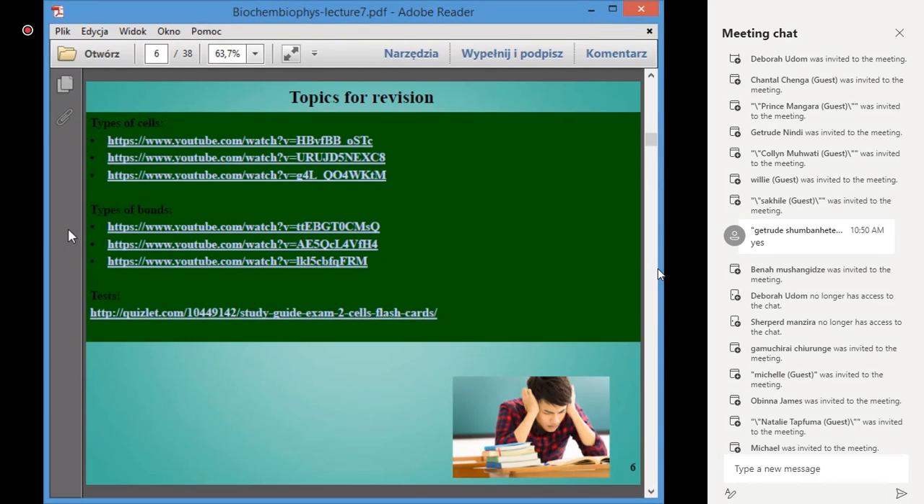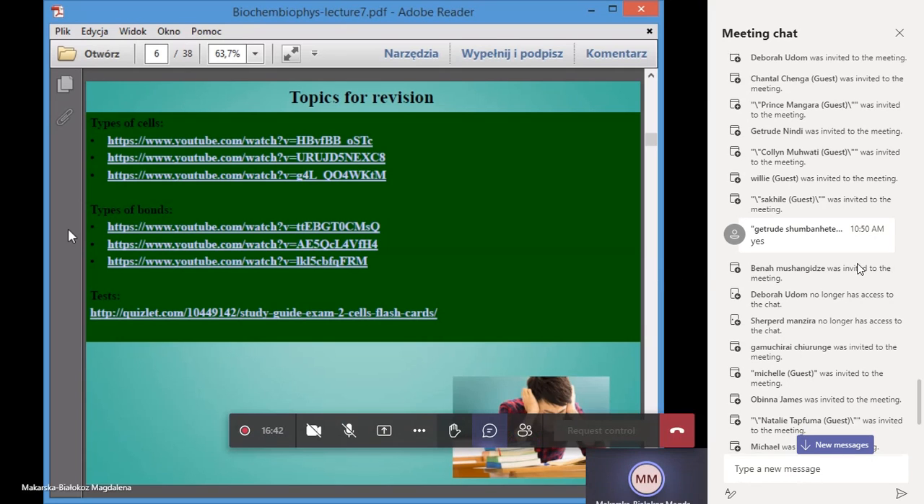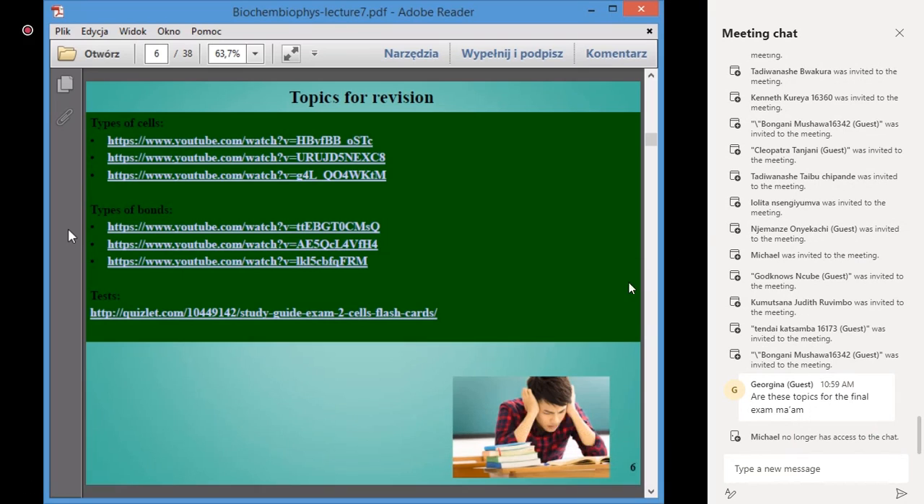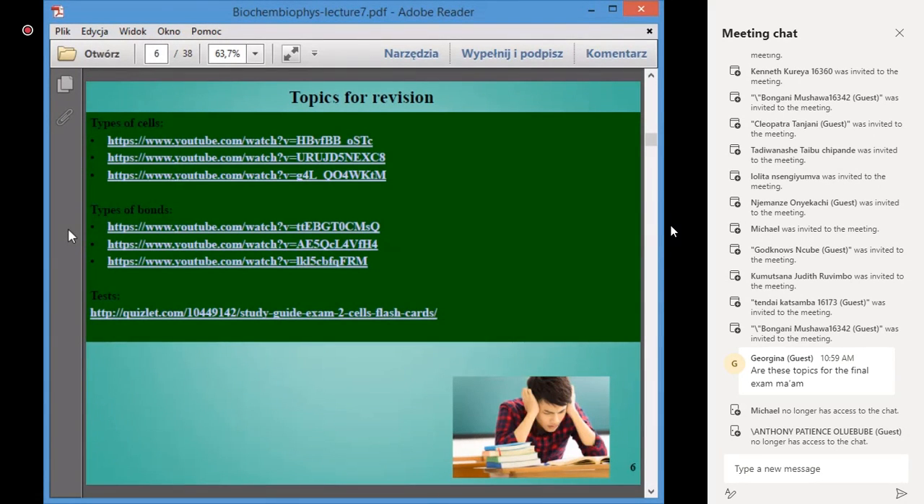And here on the next slide, you can find some links to such films from 2 subjects. 3 of them describe the types of cells. They are really interesting, not very long. You can watch them. And the 3 others describe the types of bonds. So even if the information which I presented was not enough for you, you can find something additional in these films, or you can just repeat this material. All these films are easy to understand, and I hope they will be helpful. Also, I found some page with tests, some kind of Quizlet. You can try to find something interesting in this page as well.